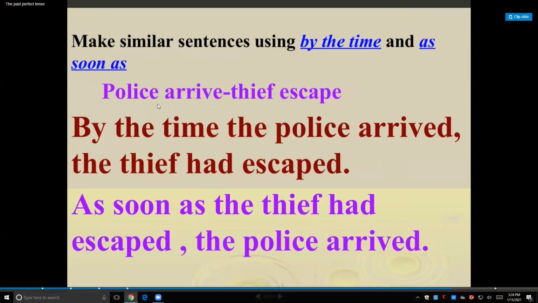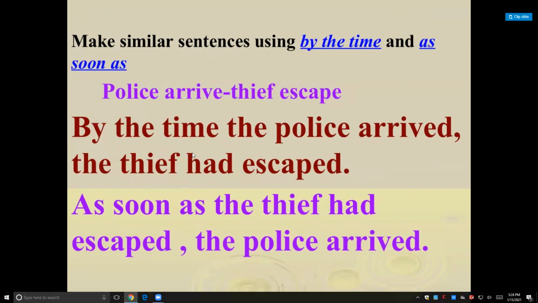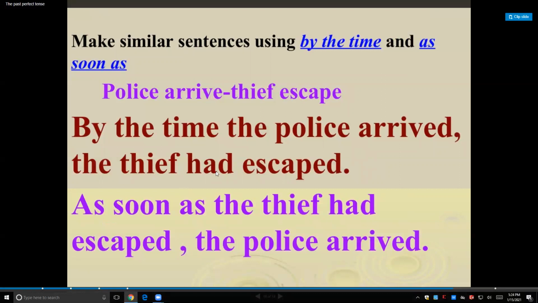Okay, so let's have one more example. Please arrive, thief escape. Again, we've got these two actions. Please arrive, thief escape. By the time the police arrived, the thief had escaped. So which action took place first? The thief escaped first, and then the police arrived. The action which took place first has to be in past perfect, and the other action is in past simple. By the time the police arrived, the thief had escaped.